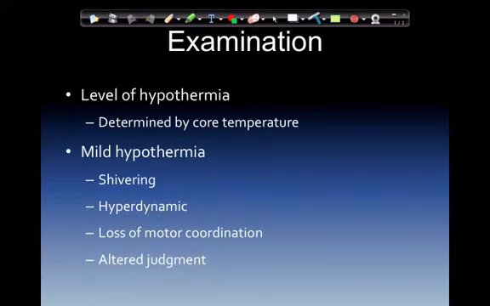On examination, the level of hypothermia is determined by the core temperature. Most standard thermometers depend on peripheral locations, often the first affected by vasoconstriction. Low-reading core and tympanic membrane thermometers are available. Mild hypothermia: we get shivering, the most notable physical finding. Hyperdynamic signs, tachypnea, tachycardia, and hypertension will be present, along with loss of motor coordination and then altered judgment.